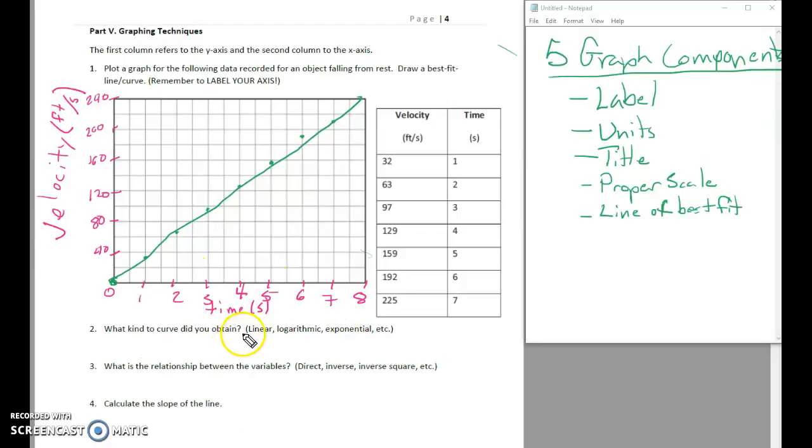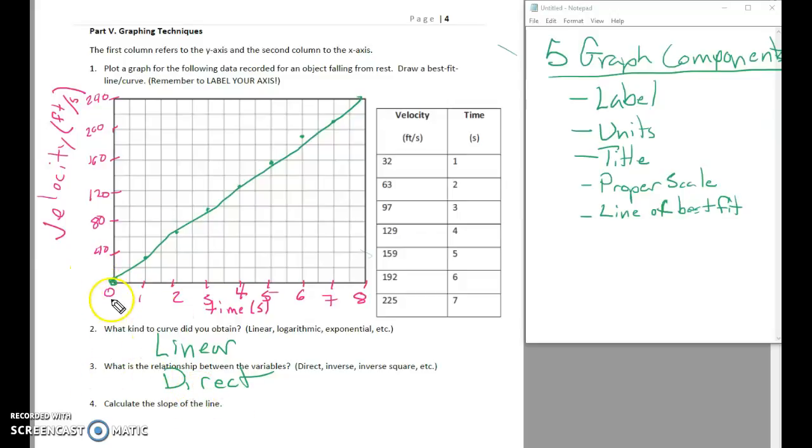Number 2, what kind of curve did you obtain? We obtained a linear curve. That's kind of a weird thing to think about, but yeah, a curve could be a line. What is the relationship between the variables? Direct, inverse, or inverse square? Well, as you can see, as our time went up, velocity also increased. So let me just write this down here. So first off, linear and direct.